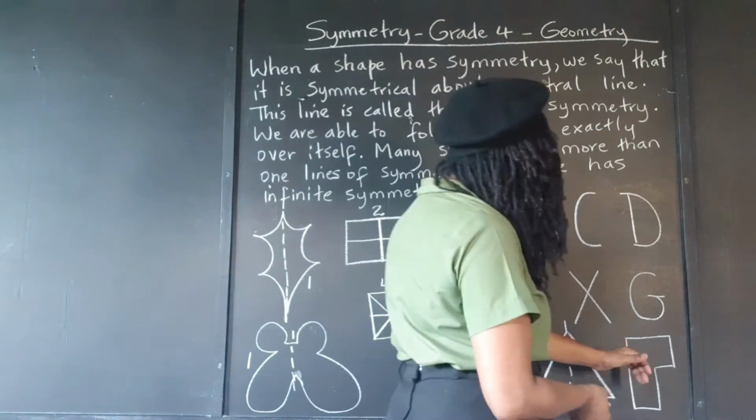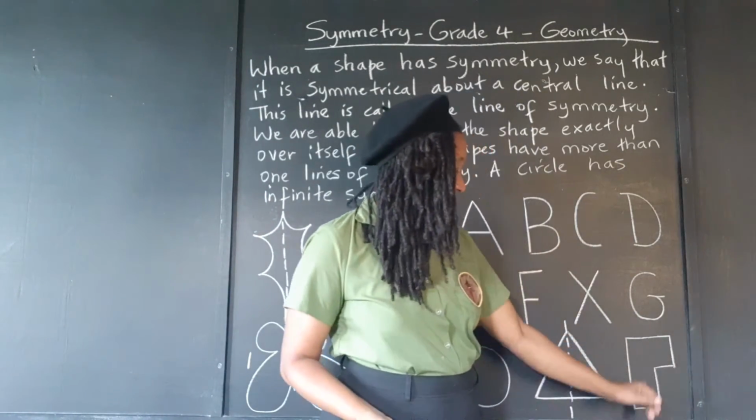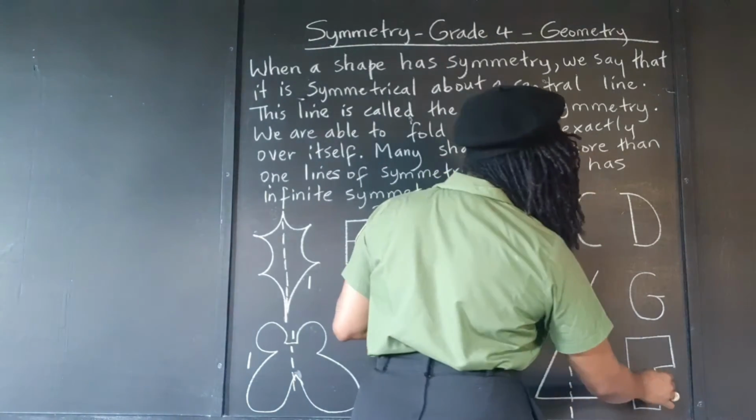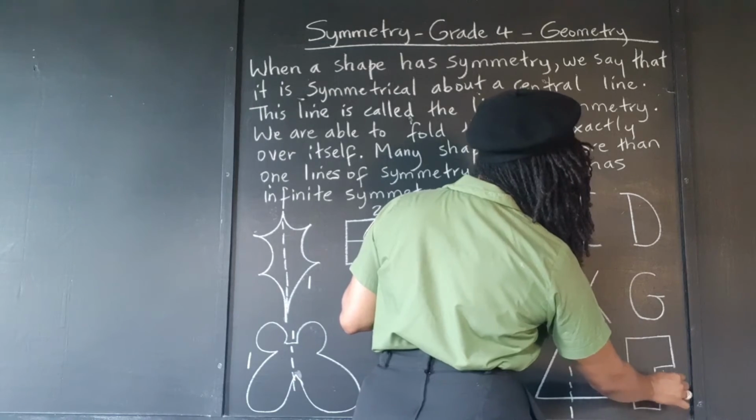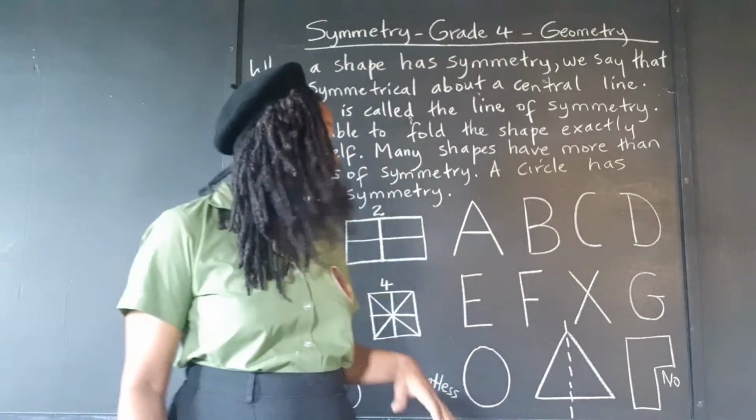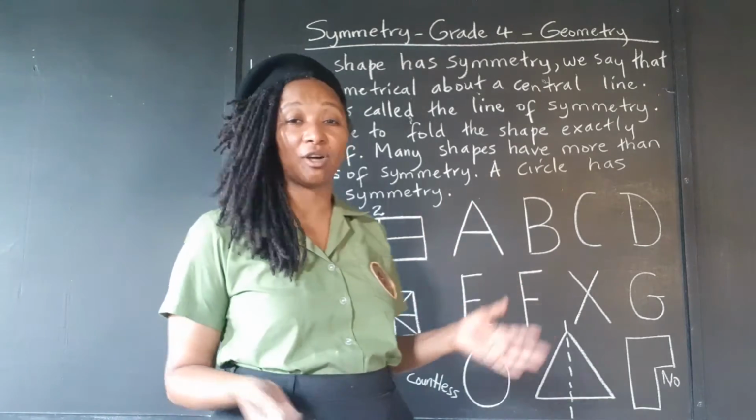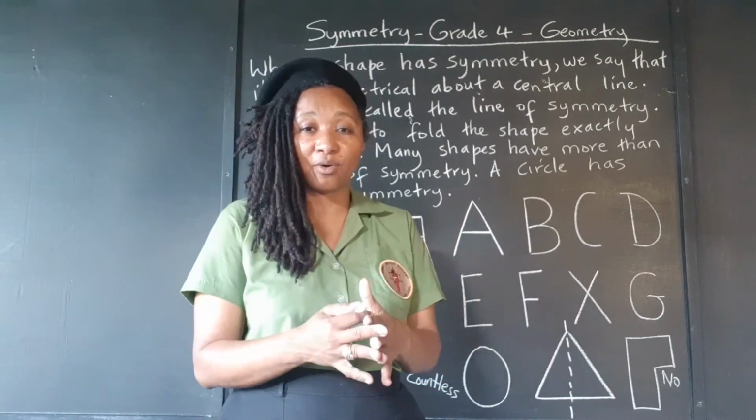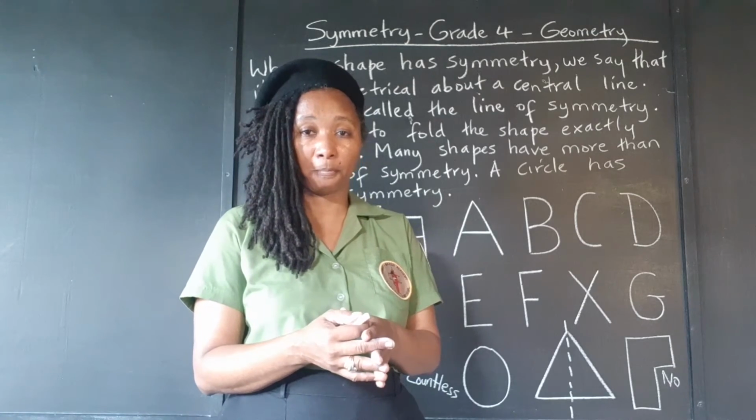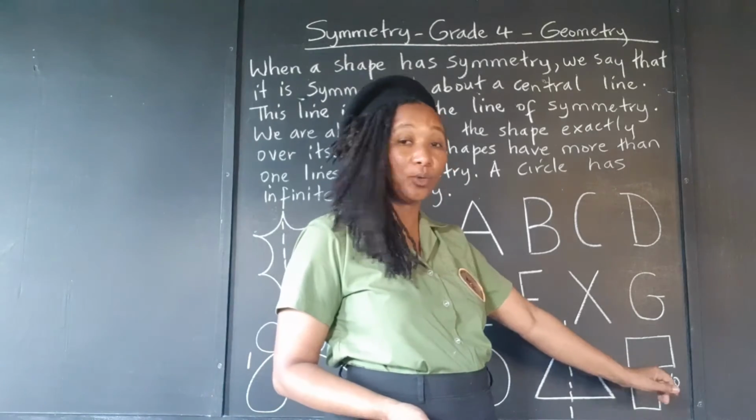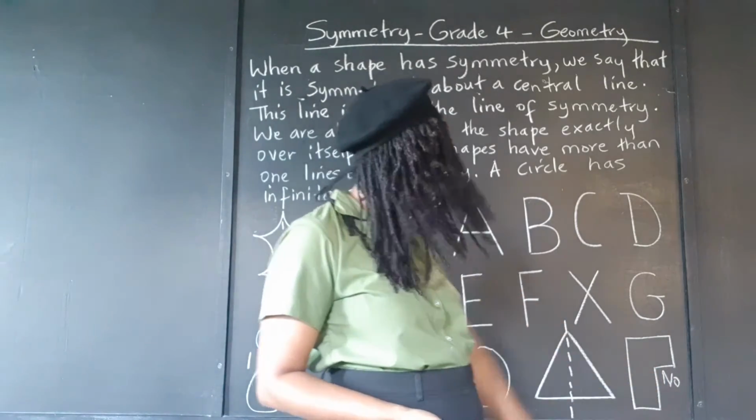This shape, it's irregular, so it has no symmetry. This shape here has no symmetry. There's no way that we can cut it or fold it to make it fit exactly over itself, right? There's no way that we can do it. So this has no line of symmetry.